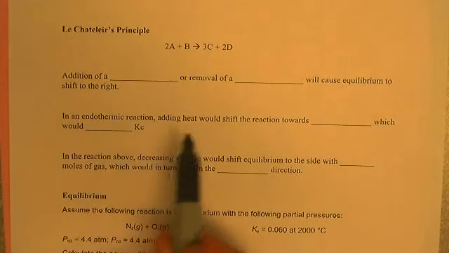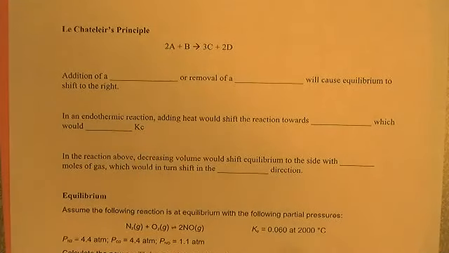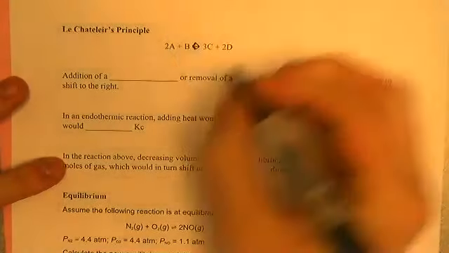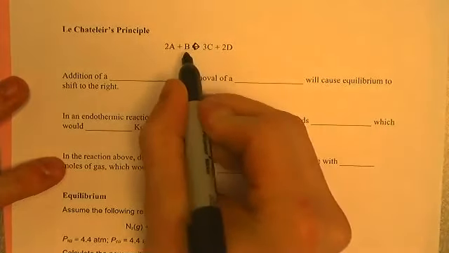Addition of a blank or removal of a blank will cause equilibrium to shift to the right. Addition of something will cause equilibrium to shift to the right. Well, let's take a guess. We have two guesses basically, reactant or product. You have 50-50 shots. It's kind of like roulette at a casino. Let's pick reactant. So if I add reactants, which ones are reactants? Right or left?